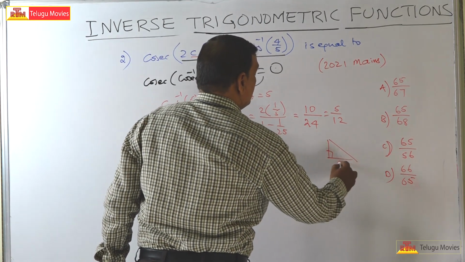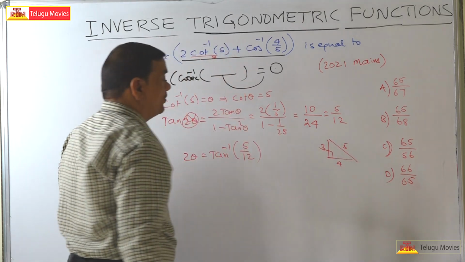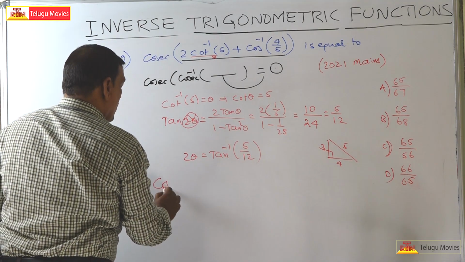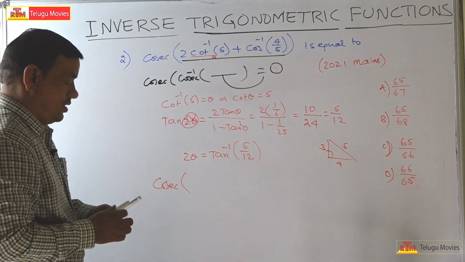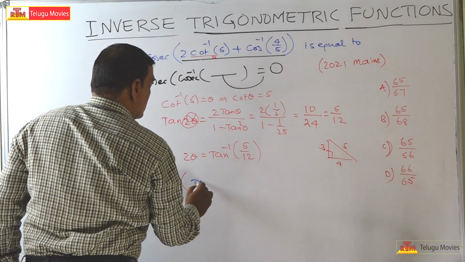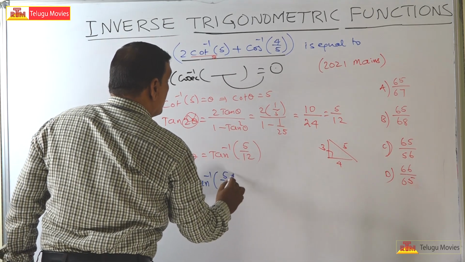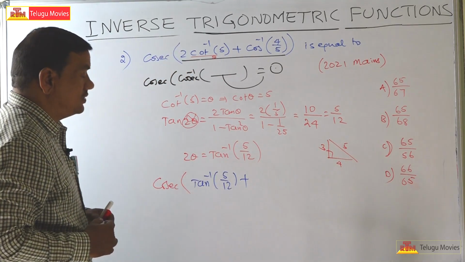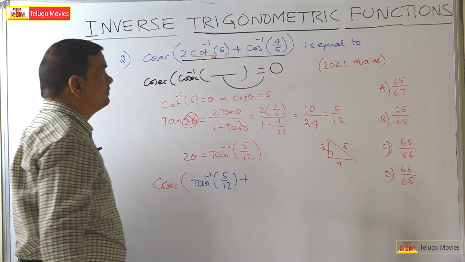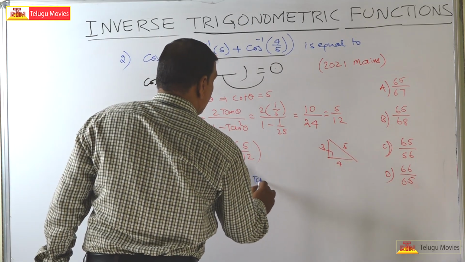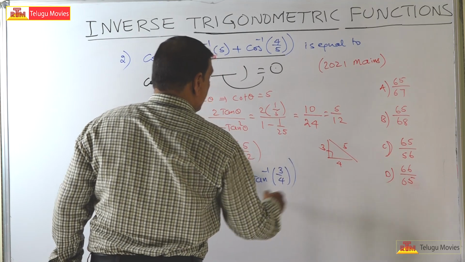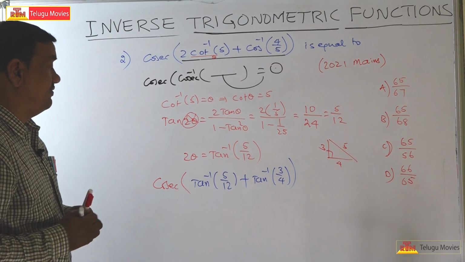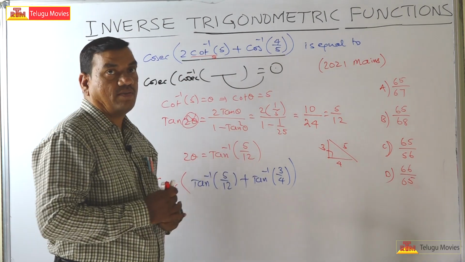Now cos inverse of 4 by 5 is very clear. This is a triangle with hypotenuse 5, adjacent side 4 and opposite side 3, a 3, 4, 5 triangle, so tan is opposite side upon adjacent side. Ultimately, your problem will become cosecant of tan inverse of 5 upon 12 plus tan inverse of 3 by 4. Very nice. So both the things I expressed in tan inverse.